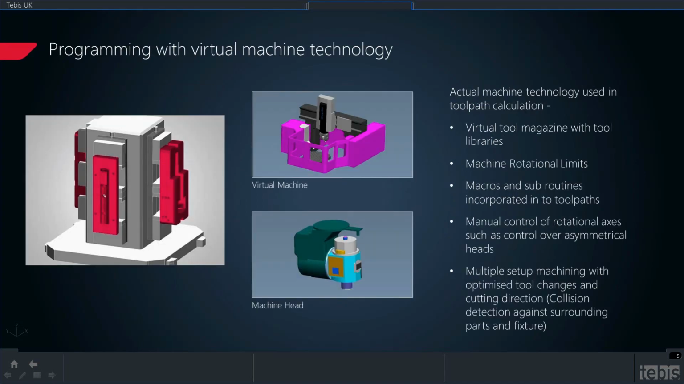Programming virtual machine technology. Actual machine technology used in toolpath calculation. Virtual tool magazine with the tool libraries. Machine rotational limits. Macros and subroutines incorporated into the toolpaths. Macro control of rotational axes such as control over asymmetrical heads. Multiple setup machining with optimized tool change and cutting direction. And that includes collision detection with surrounding parts and fixtures.